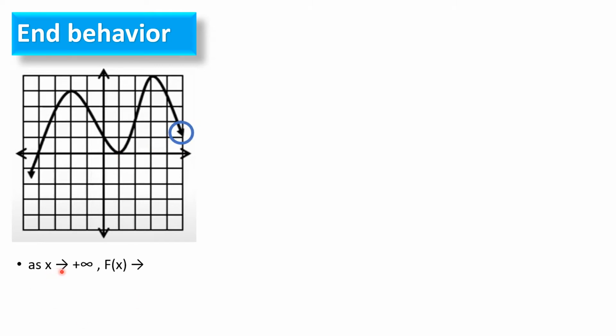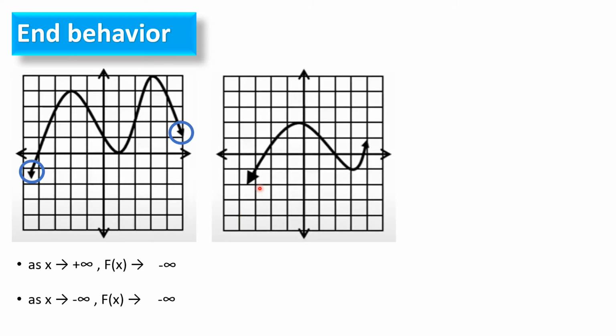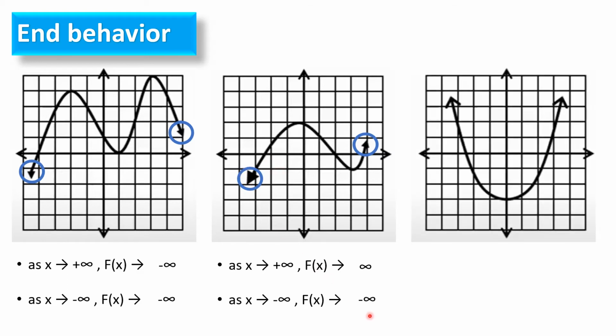Okay, as x goes to positive infinity, f of x will go, look, it's looking down, so it will be going to negative infinity, as the y is decreasing. As x goes to negative infinity, f of x, let's see, the arrow is looking down, will go to negative infinity also. For this function, as x goes to positive infinity, f of x goes to, it's looking up, positive infinity. As x goes to negative infinity, f of x is going to, looking down, negative infinity.